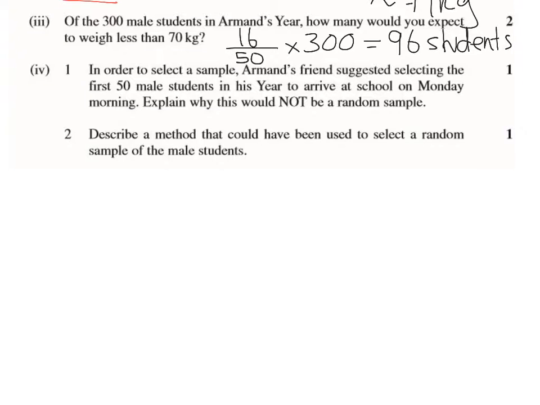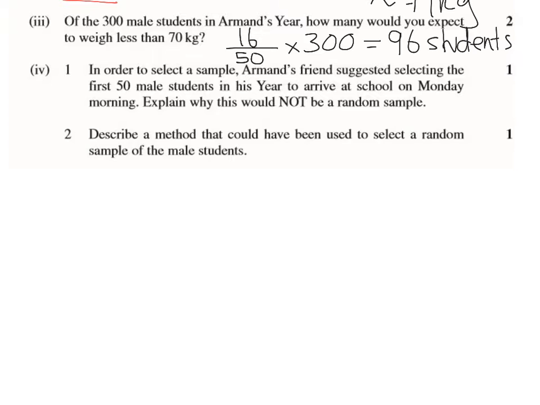All right, the last one is just questions about the different types of sampling. So in order to select a sample, his friend suggested selecting the first 50 male students in his year to arrive at school on a Monday morning. Explain why this would not be a random sample. It would not be random because each male student in the year does not have an equal chance of being surveyed. So, for example, students who might be at training or students who catch a late bus or students who are just allergic to mornings like me will not have a chance of being selected in that sample. So that's not going to be a random sample.